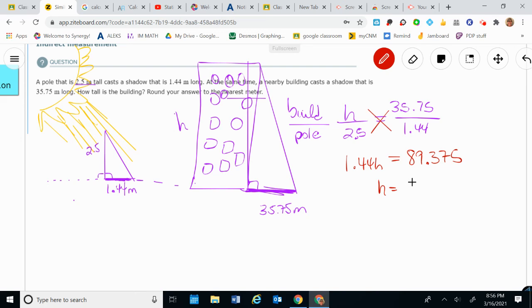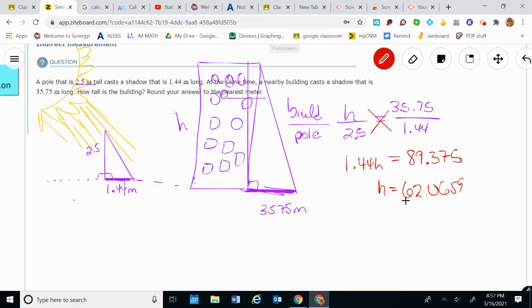Okay, she didn't get that right. Hey Siri, 89.375 divided by 1.44. 89.375 divided by 1.44 is about 62.0659.